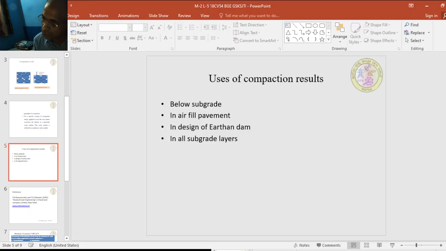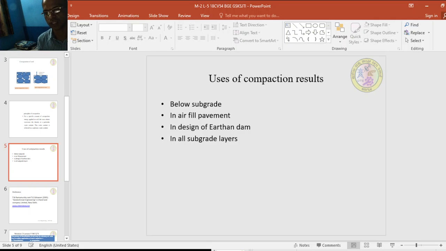Next is uses of compaction. This compaction is required for densification of soil below the subgrade. It is used in airfield pavement wherever we have a runway. On the runway, at landing time, there will be a bombardment of flight wheels. Because of that bombardment, if compaction is not done, pothole formation takes place on the runway pavement. To prevent potholes, we have to densify the soil, and for densifying soil we require knowledge of compaction.